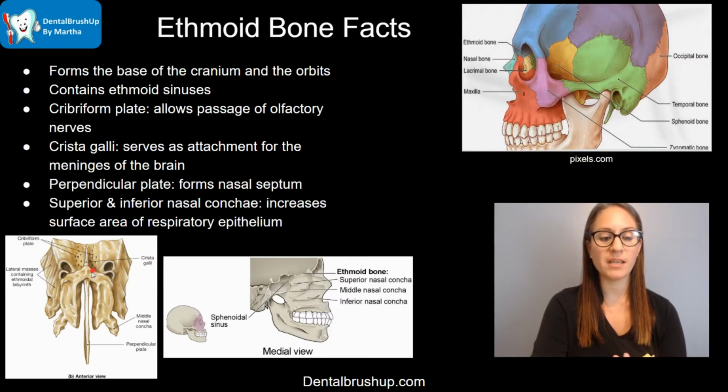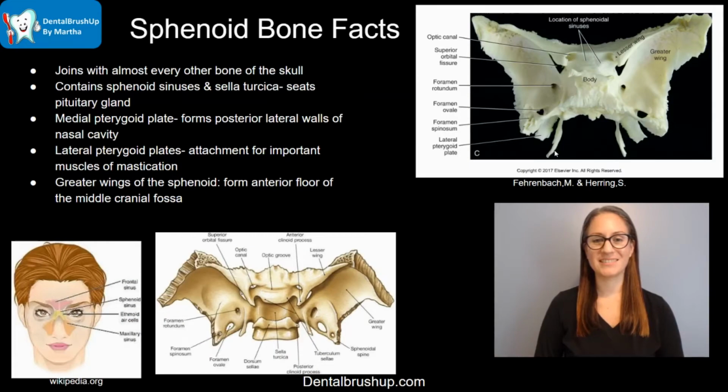And also down here in this section, you can see the perpendicular plate. So the perpendicular plate forms the nasal septum. Now, the superior and inferior nasal concha that you see over here increase the surface area for your respiratory epithelium. So this is a very important bone.